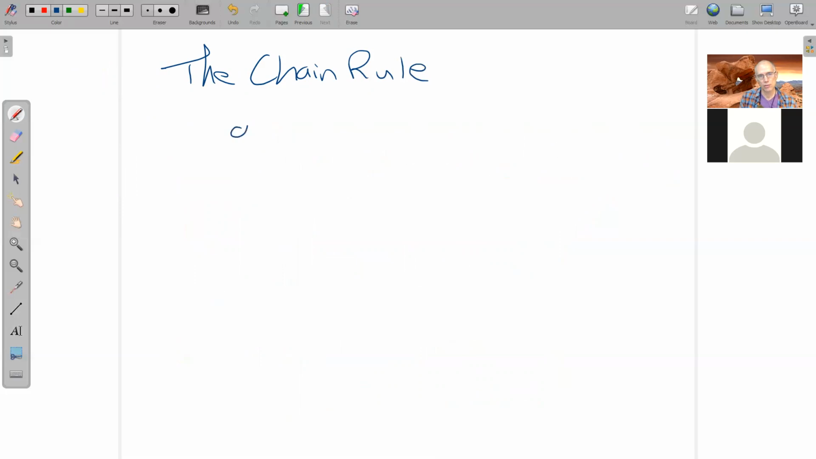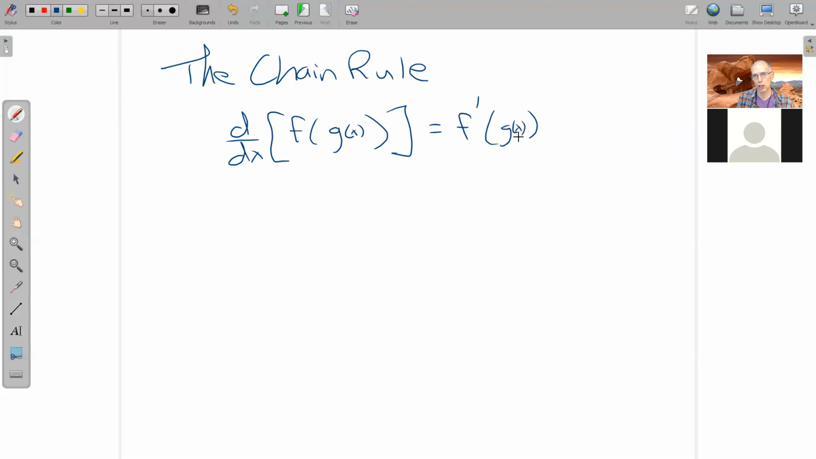So the chain rule says if you have the derivative with respect to x of a function that has another function inside of it, so this is called a composite function, the chain rule says take the derivative of f and leave that inside alone. Then adjust by multiplying by the derivative of that inner function. Right? So f is my outer function. So I take the derivative of the outer function and I multiply by the derivative of the inner function. And that's the chain rule. So I'm going to do the differential proof.